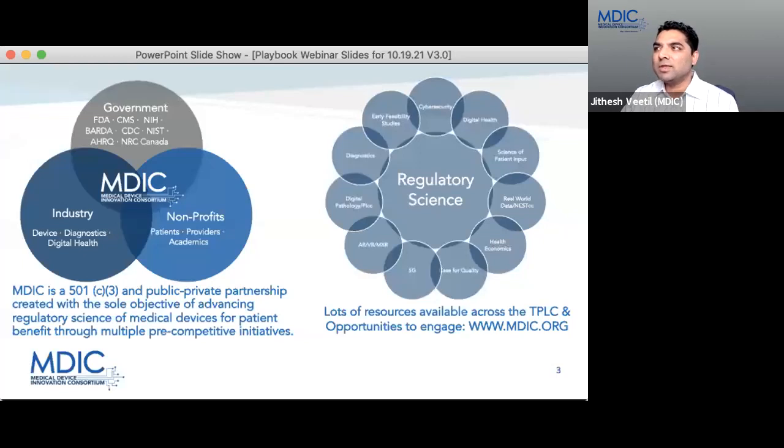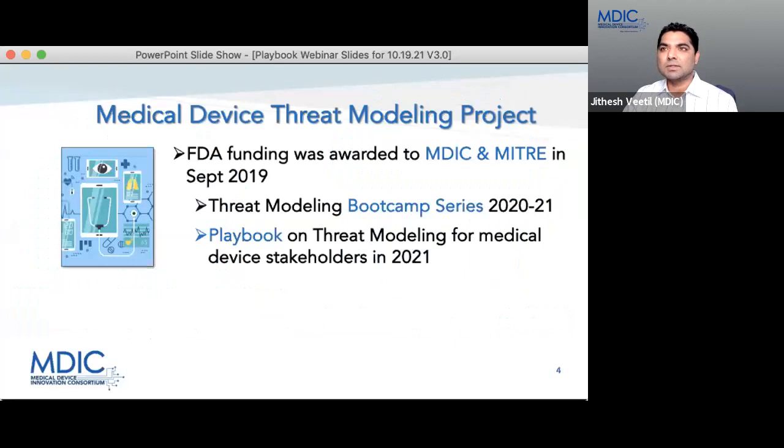And on the right, you can see we purely focus on regulatory science. And we touch upon almost the total product life cycle in our project or programmatic areas. There are a lot of resources available from MDIC free of cost for the public. You can visit our website, www.mdic.org, and you can also see how to engage with MDIC and the MDIC members once you visit our website. Next slide, please.